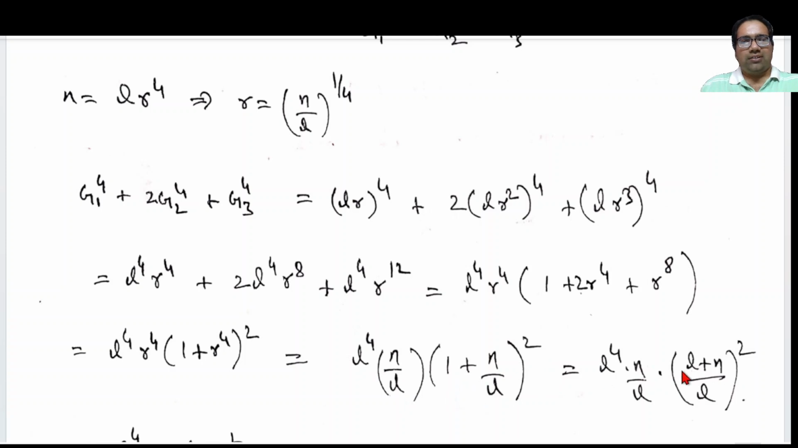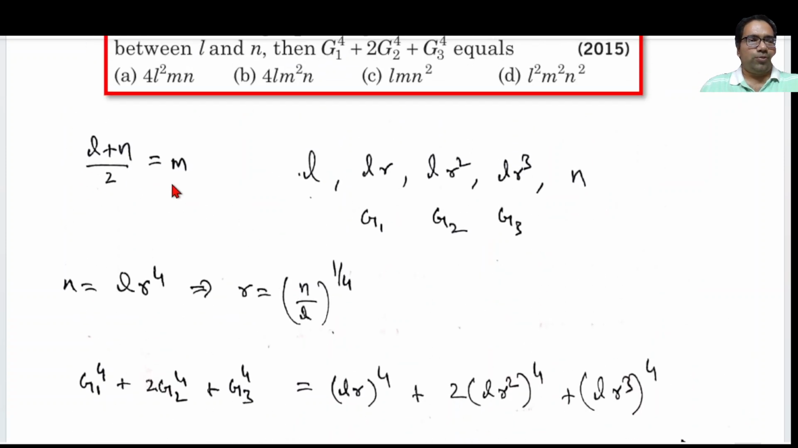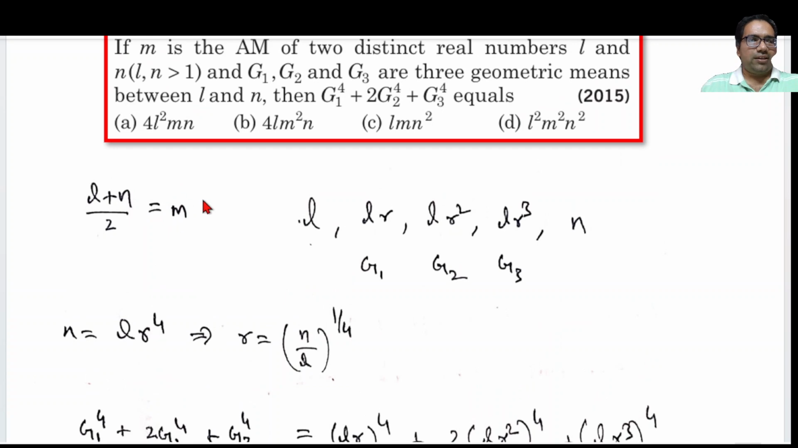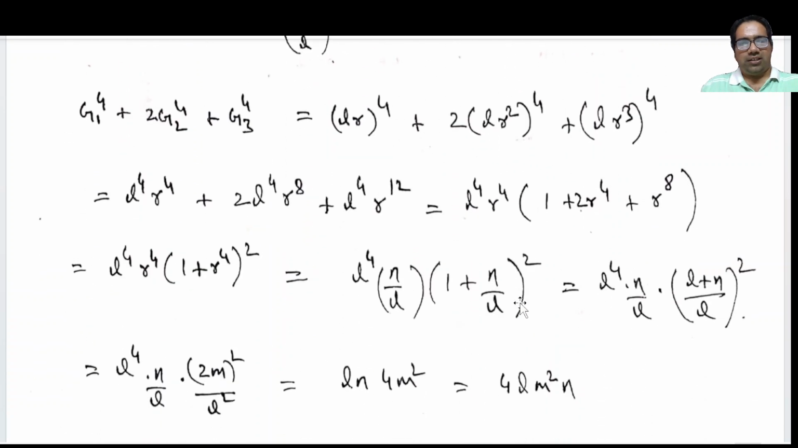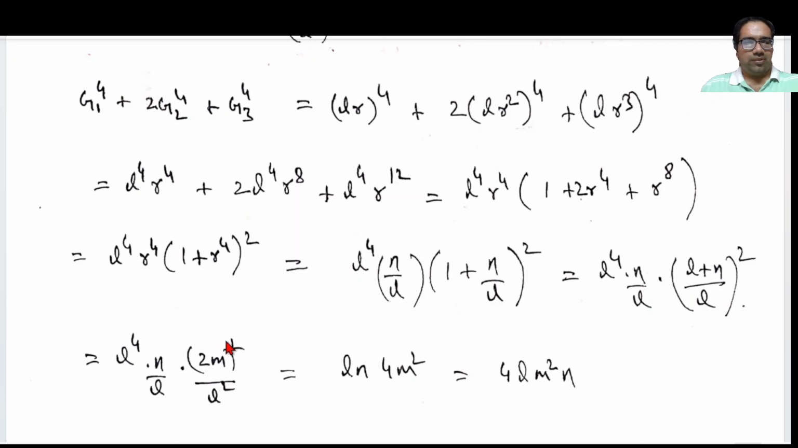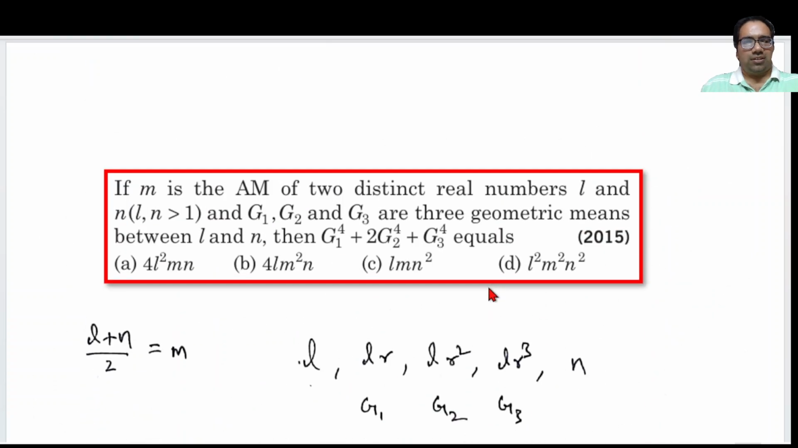But what is L plus N? L plus N is actually 2M, because M is the arithmetic mean of L and N. Let us put L plus N as 2M: (2M) square by L square times L power 4 into N by L. So this L and this L square will become L cube and they will cancel, and only one L will be left and one N will be left. 2M whole square is 4M square. That becomes 4 L M square N, which is what the question is about.